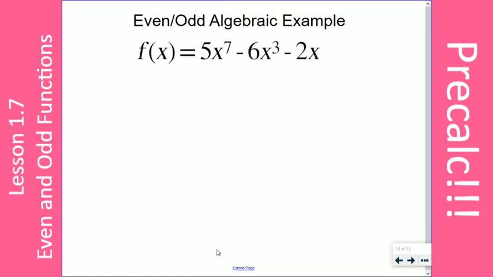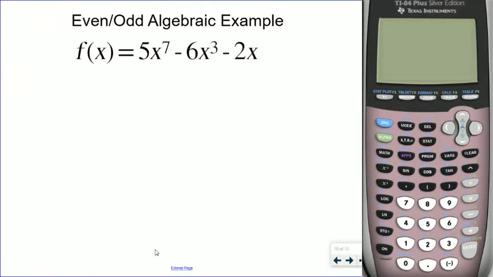Let f of x equal 5x to the 7th power minus 6x cubed plus 2x. Our first step is to take a look at our calculator and graph it and see what it looks like. I've taken the liberty of typing our function into the calculator for us. So y sub 1 is the same thing as our function right here.